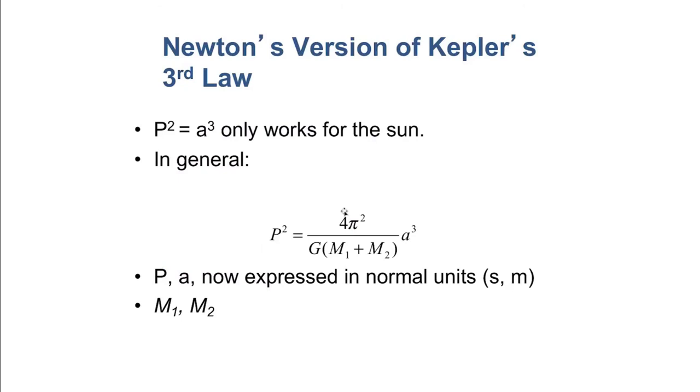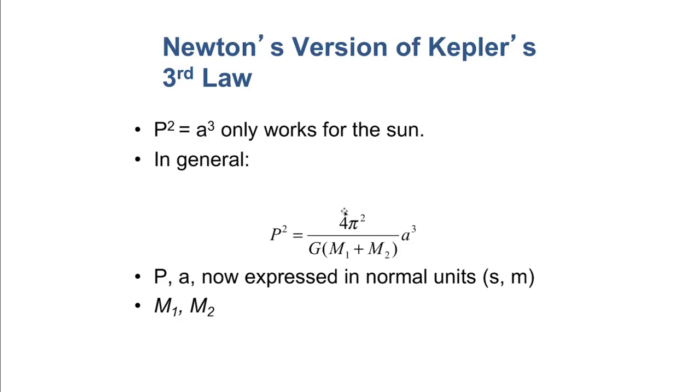So remember, Kepler's third law was P squared equals a cubed, P being the orbital period in years, a being the semi-major axis in astronomical units. Newton realized that Kepler's third law was a special case of a much more general law that applies to any object orbiting any other object. And this is going to be important in lab when we do our Kepler's law lab. But this is the more general version of Kepler's third law.